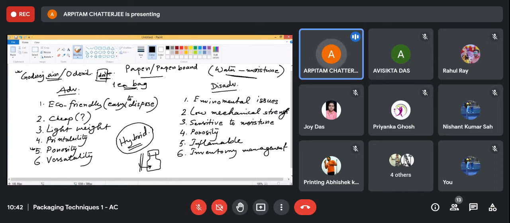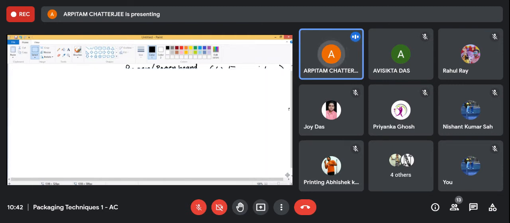So more or less, these are the advantages and disadvantages of paper or paperboard. You can keep on adding your points on this. So these are some of the major advantages and disadvantages. The next thing is, what are the types of packaging papers?